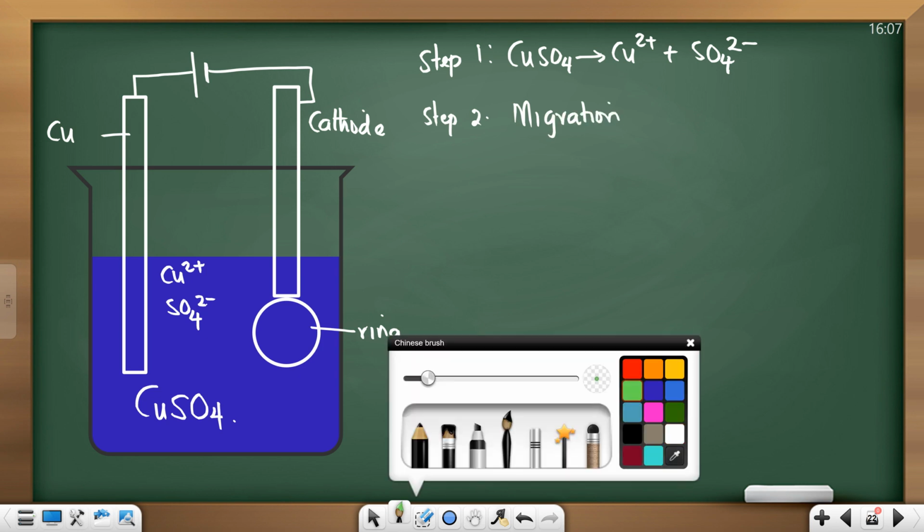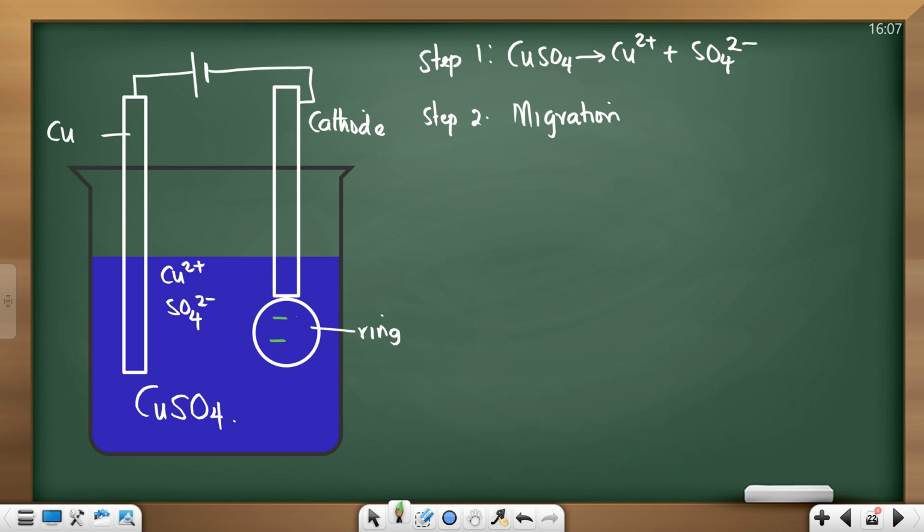Remember that this electrode is negatively charged. This one is positively charged, right? Unlike charges will attract. So Cu2+ will be attracted to that. Does that make sense? SO4 2- will be attracted to that. That is step number 2.